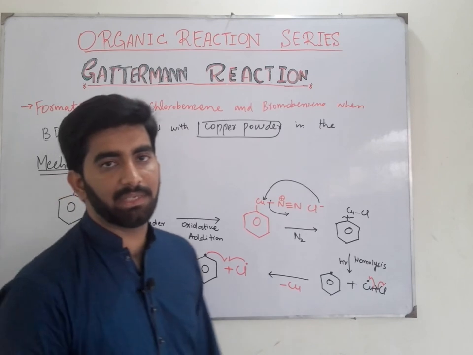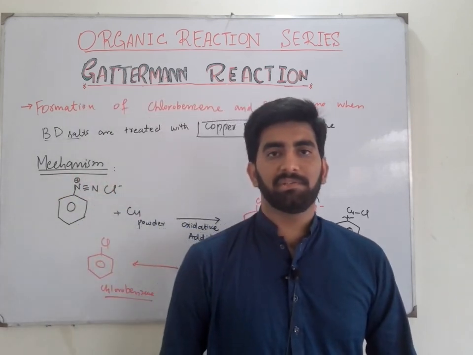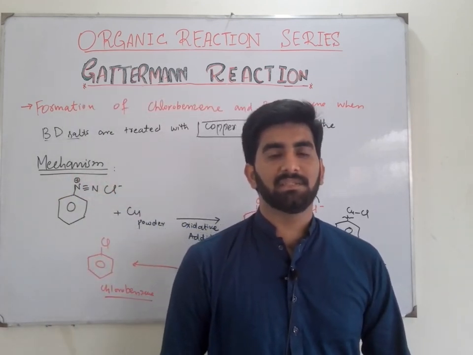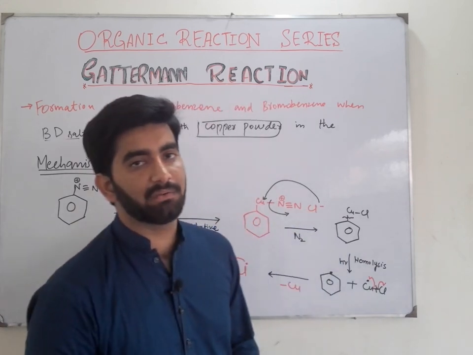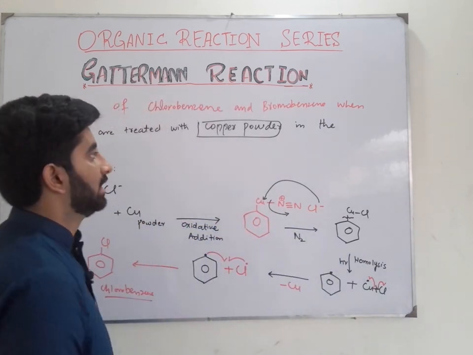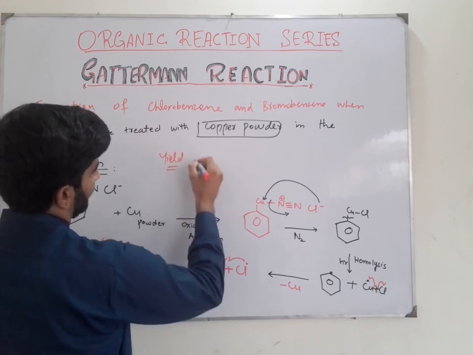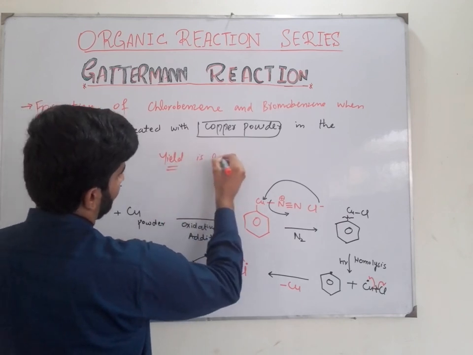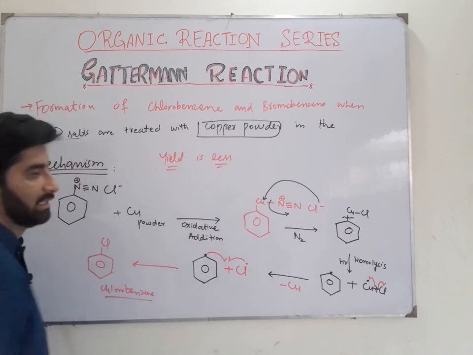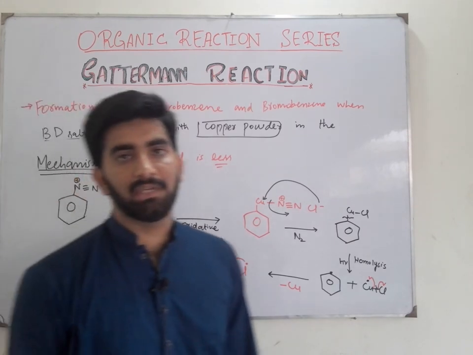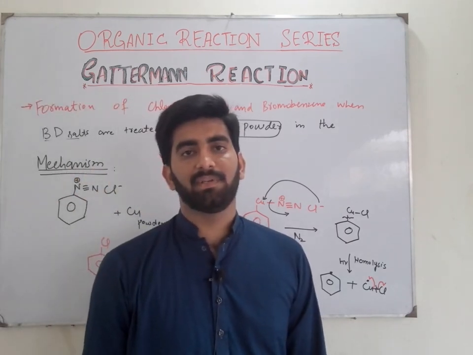So this is all about the Gattermann reaction, in which chlorobenzene and bromobenzene are formed when diazonium salts are treated with copper powder in the presence of acids, and the yield of the products is less in the Gattermann reaction as compared to the Sandmeyer reaction. So this is all about the Gattermann reaction of diazonium salt.